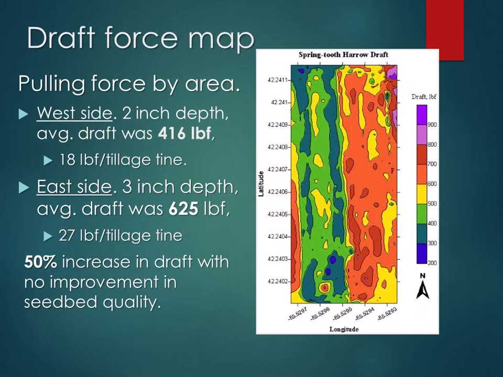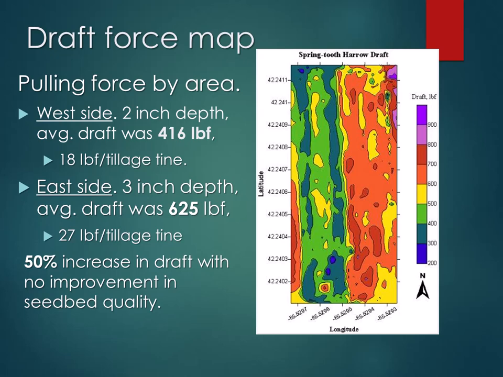This figure shows those pulling forces on the ground, grouped by area. The colors in the legend on the right show pulling forces in 100 pound force increments. For instance, the pulling forces in the yellow areas range from 500 to 600 pounds force. The harrow was set at the 2-inch depth on the west or left-hand side of the field and 3 inches on the east side of the field. The draft on each side of the field was quite variable, averaging 416 pounds force at the 2-inch depth and 625 pounds force at the 3-inch depth, a 50% increase in draft.